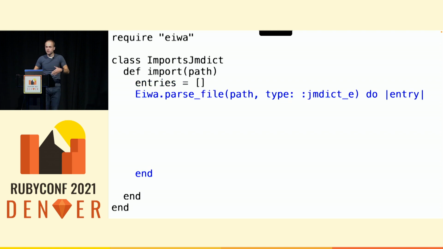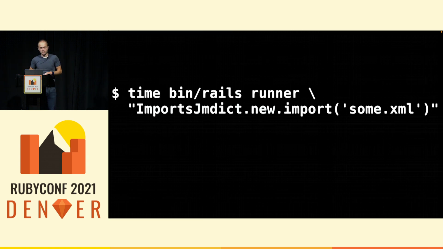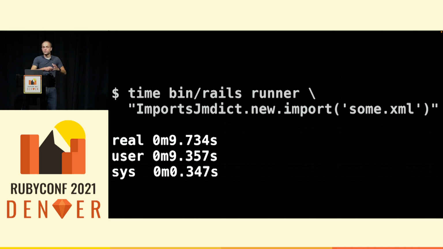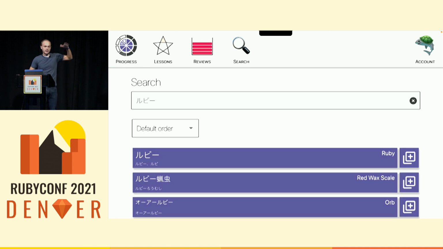And it looks pretty similar. You still say I'm parsing this file, and I have these entries. I'm shoveling on these hashes, and then finally upserting the items again. When I run it now, it was way faster. It was 9 seconds, right? So it's a huge gain, and now when I go and I use Kame-Same, I can search for things like Ruby and get a whole bunch of results back.